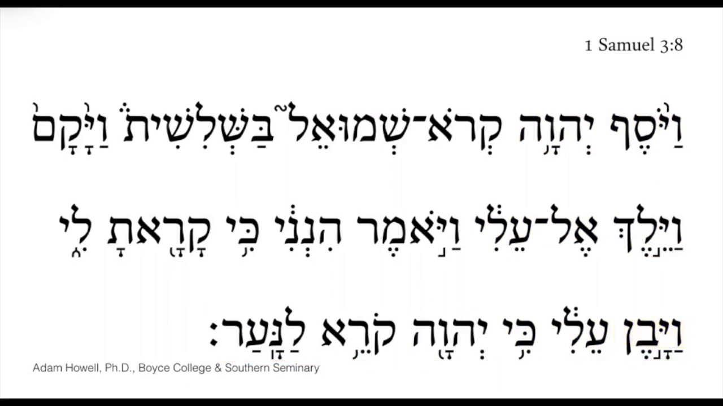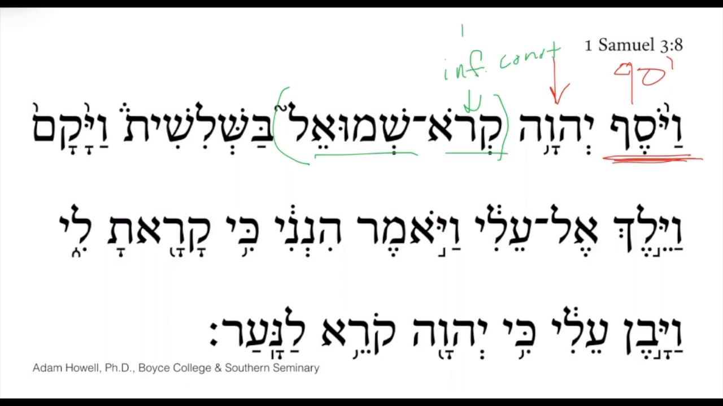And first, we open with a vav consecutive of yasaf, yod samech pei. And this is a Hifil imperfect 3ms with Adonai here as the subject. And the Lord added. Next, we get the direct object, or what the Lord added, namely a calling of Samuel. Now, kero here is an infinitive construct, what we would call a verbal noun, and it's functioning as the direct object. Samuel stands in the place of a genitive here, and so we get a calling of Samuel.